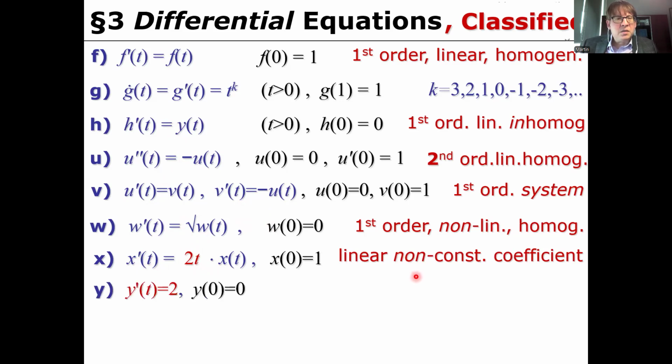So this is an example of a first order linear differential equation, but one with non-constant coefficients. And here's another example of a very simple differential equation, y prime equals 2. That's a special case of this differential equation g here, right? When k is equal to 0, then it's just a constant. And the solution of this equation is y of t equals 2 times t. And you see, this is actually what's written here.